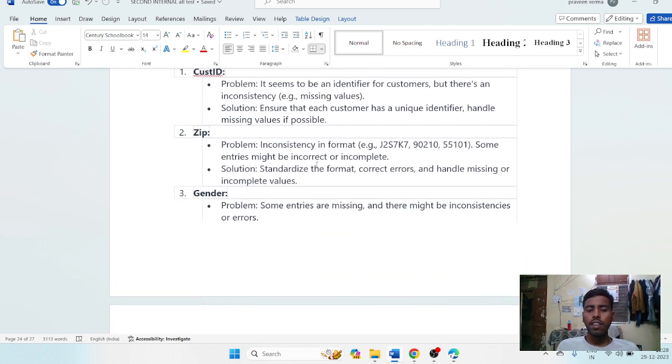The solution is to standardize the format, correct errors, and handle missing or incomplete values. We should use standard values and try to avoid missing or incomplete values.